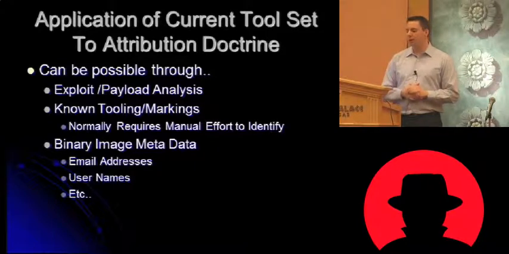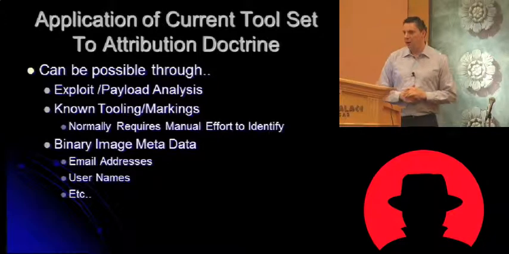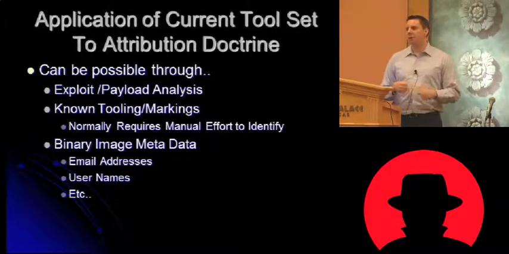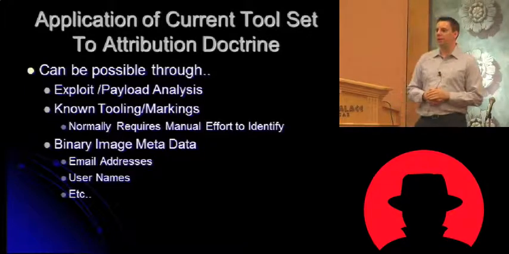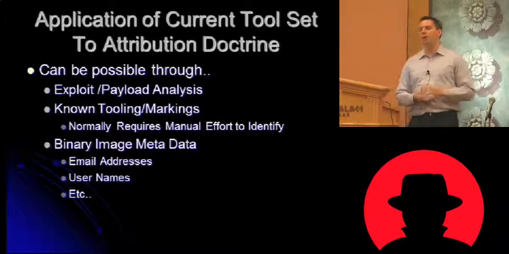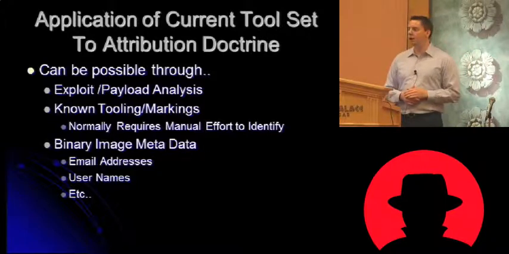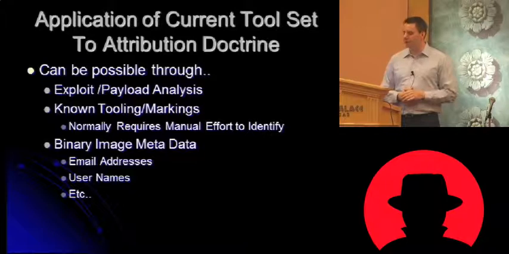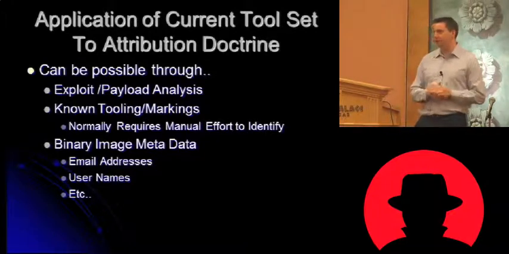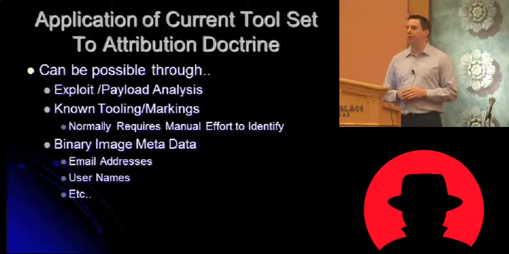So we mentioned earlier exploit payload analysis, looking for known tool markings. Any of you that were in Greg's talk earlier, he spoke a lot about different tool markings and different compiler markings that you'll find within binaries. And actually Greg's tool that he's released will give you a list of the various markings that a compiler embeds into its code. Normally requires a manual effort to identify, but as Greg's shown, there are ways to automate that process.